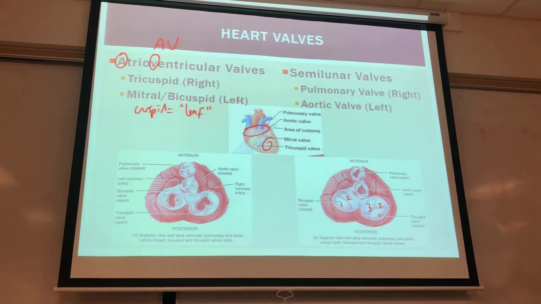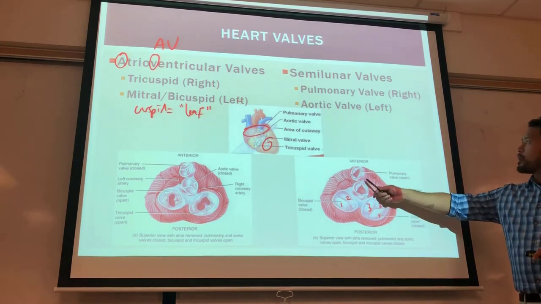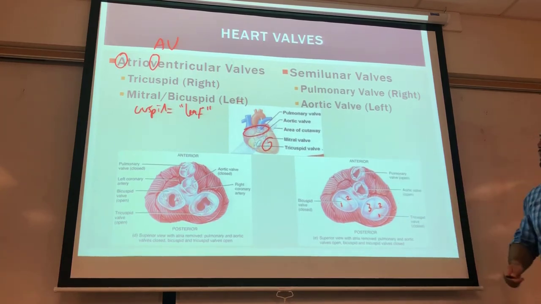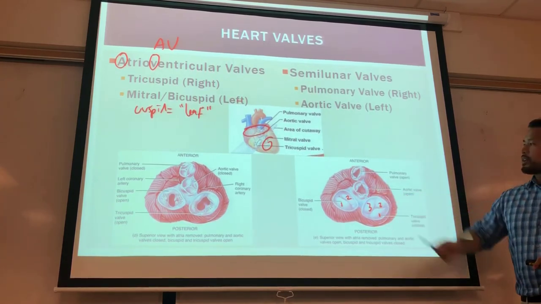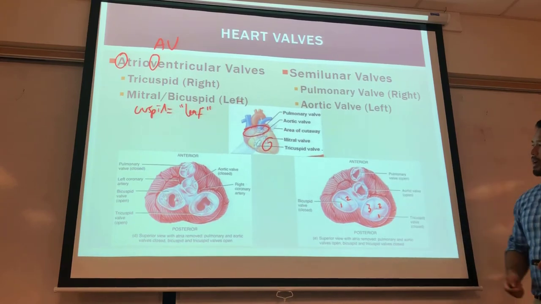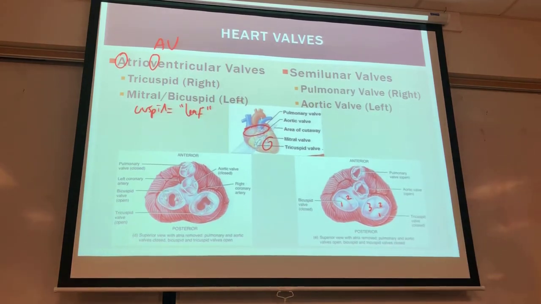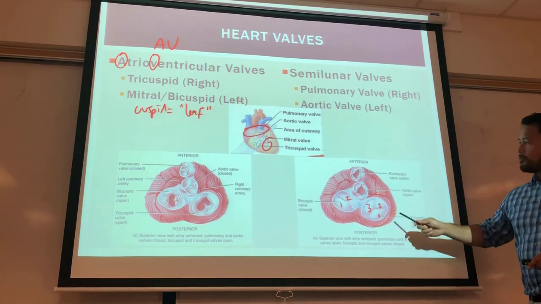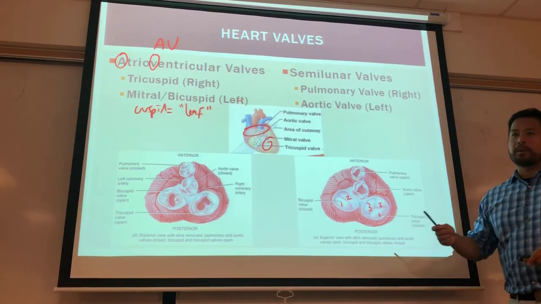The semilunar valves, on the other hand, are the ones towards the back, of which we have the aortic valve and we have the pulmonary valve. So pulmonary valve for the right pulmonary circuit, aortic valve for the left circuit. So these you can see right up next to each other, and they will be opening and closing at different times when the AV valves are opening and closing.